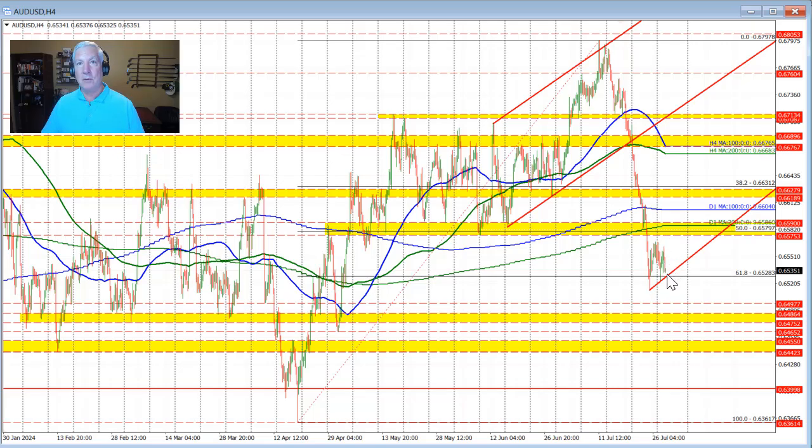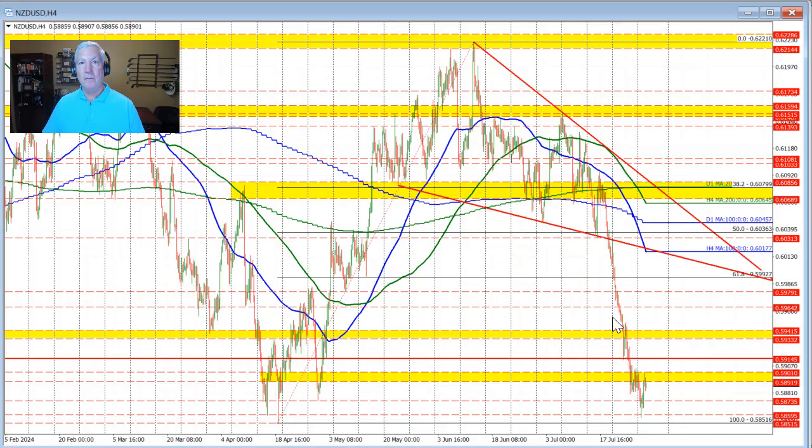But first things first, we need to stay above this trend line. We'll need to stay above the 61.8% retracement. If we can do that, then maybe we can rotate to the upside. But right now, the sellers look a little bit more in control here in the Aussie versus US dollar. Let's take a look at the New Zealand versus US dollar next.